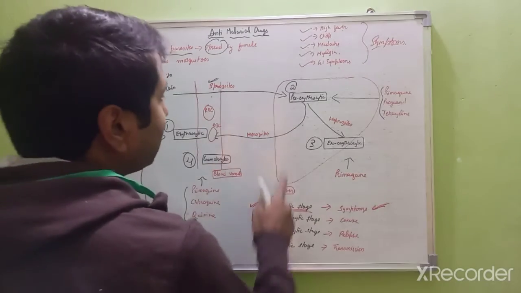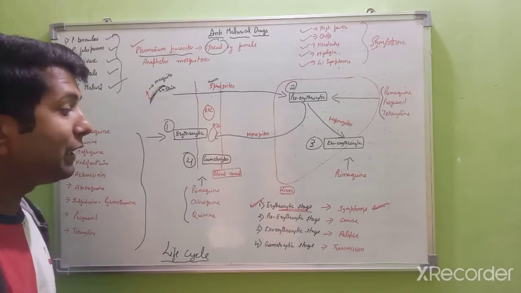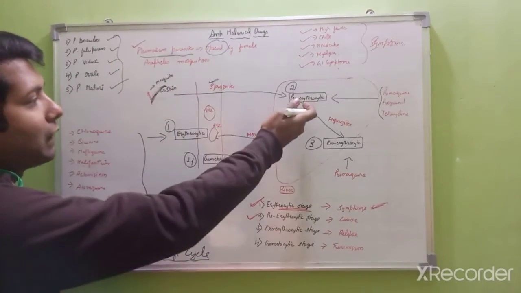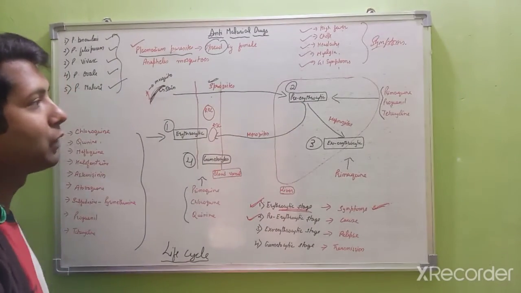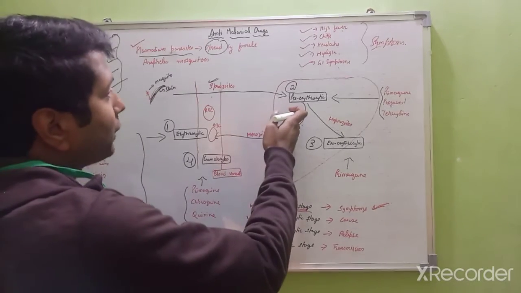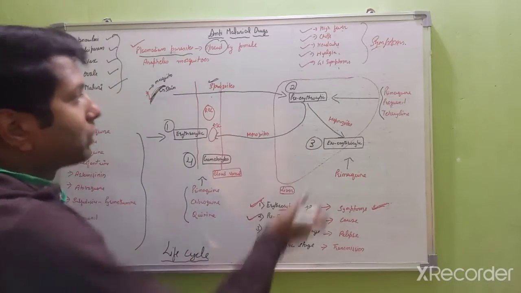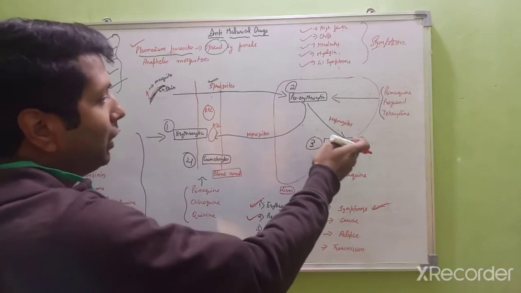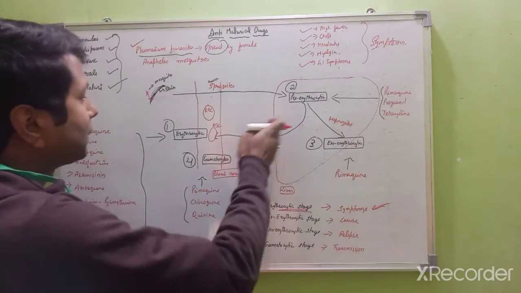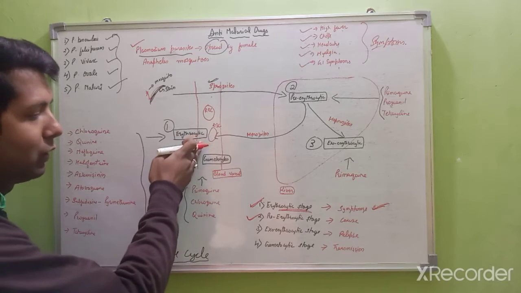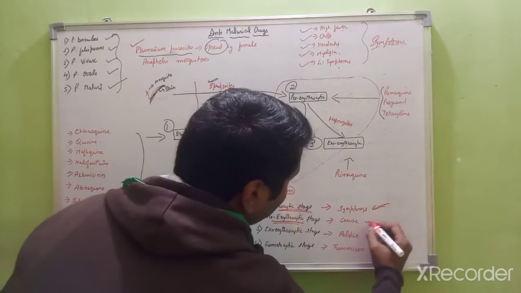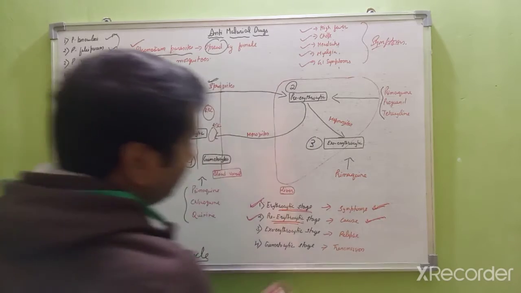And what happens in the pre-erythrocytic stage? In the pre-erythrocytic stage, the sporozoites come into the hepatocytes. Whenever the sporozoites come, they cause the malaria, because from the pre-erythrocytic stage, some of them go into the exo stage, and some of them go into the erythrocytic stage. So the pre-erythrocytic stage is the main cause of malaria.